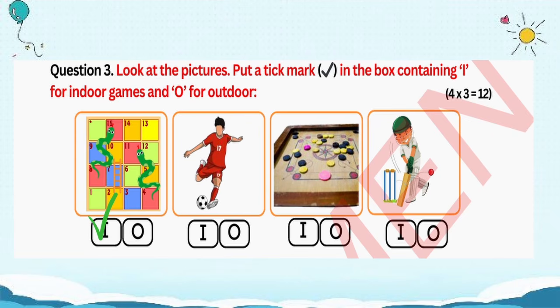The second picture, the football player, is outdoor, so you should put an O in that box. The third picture, the carom board, is indoor, so you should put a tick mark in the I box. And the fourth picture, the cricket player, is outdoor, so you should put an O in that box. Does that make sense?